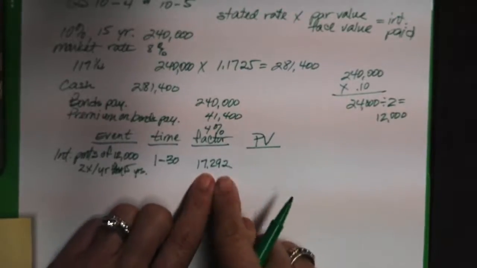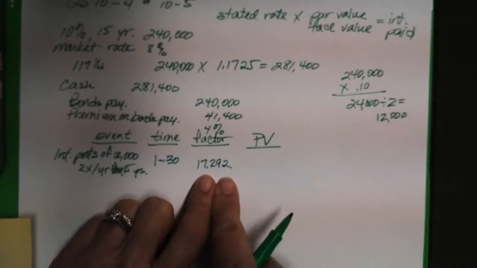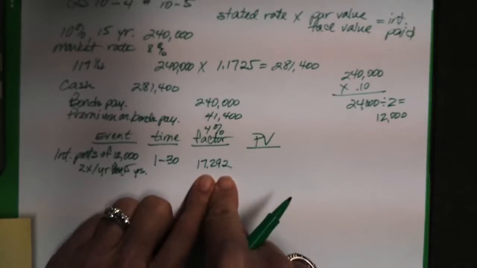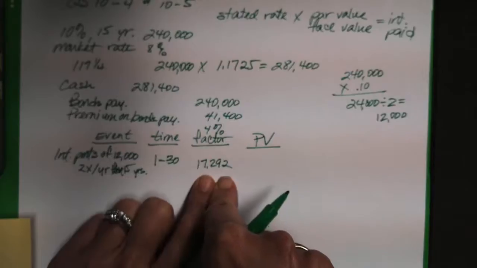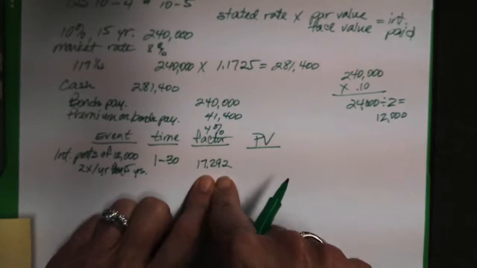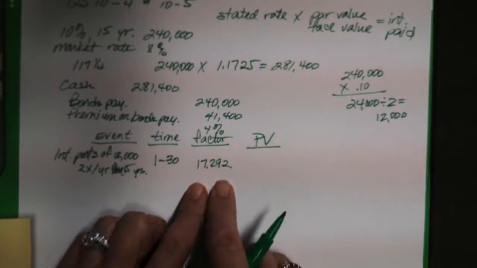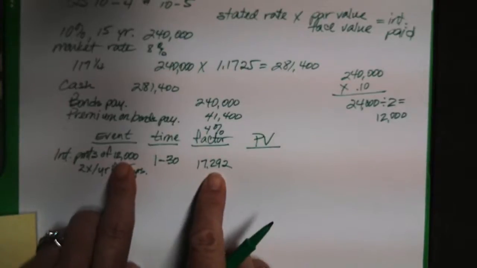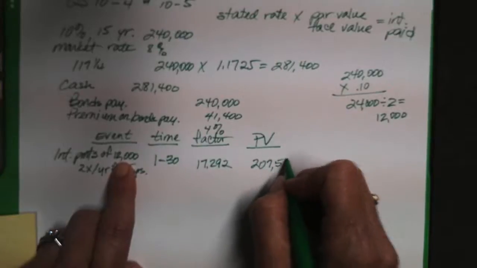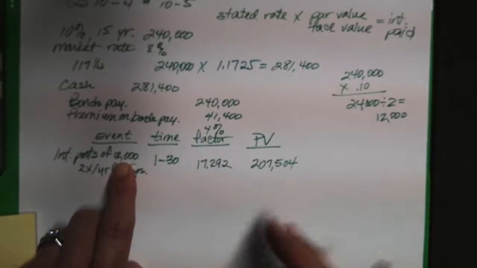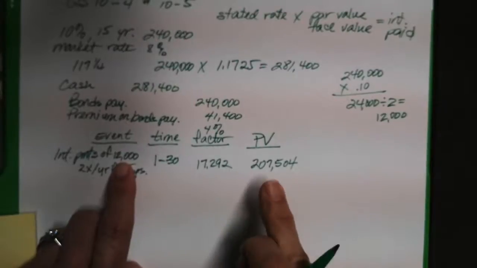This has just done the math for you. You probably learned in either calculus or statistics how to calculate present value using math. This has just done the math for you. So then I take 12,000 times 17.292 and I get a present value of $207,504. That is what it is worth today.